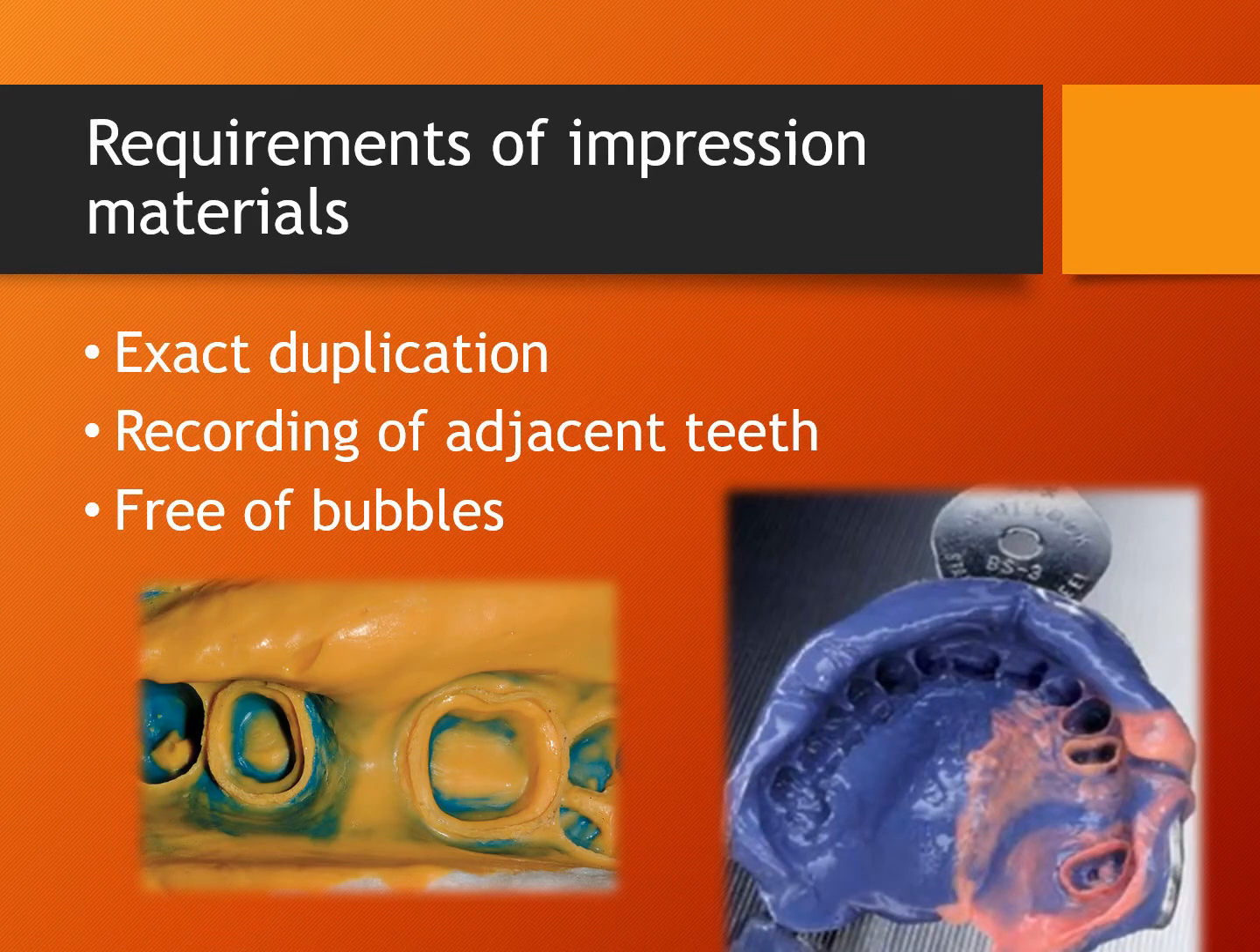Coming to the requirements of impression materials, an impression should exactly duplicate the prepared tooth, and recording of the adjacent teeth, that is other teeth and tissue adjacent to the prepared tooth, must also be recorded accurately, and then the impression should be free of bubbles.